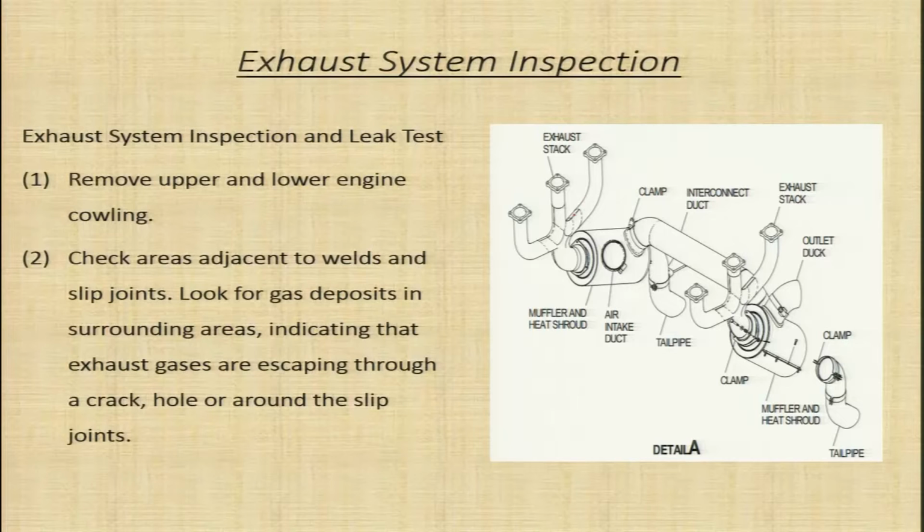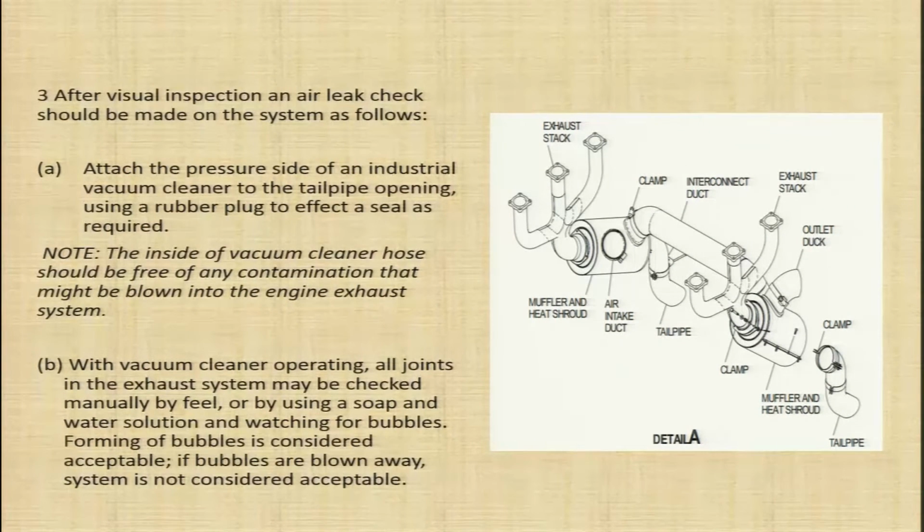We need to check for the leaks, we need to check for gas deposits in these joints and in the adjoining areas, which indicate that exhaust gases are escaping through a crack, hole or around the slip joints. In case we find any gas deposit, that indicates your exhaust gas is leaking through that hole, through that crack or around the slip joints. After visual inspection, an air leak check should be made on the system. So, after inspecting it visually, we also need to do an air leak test.